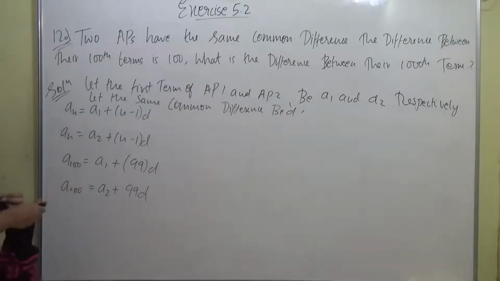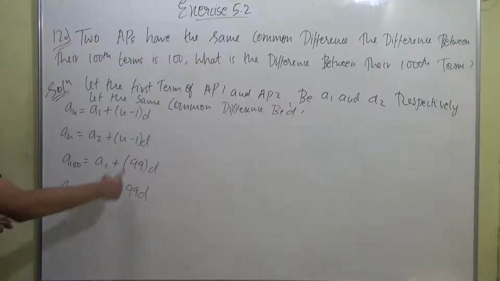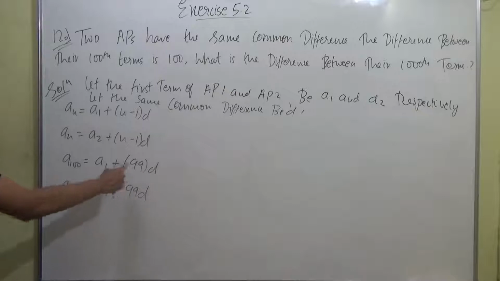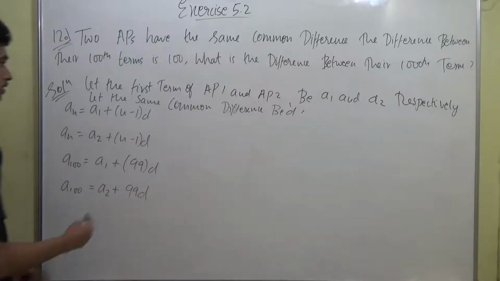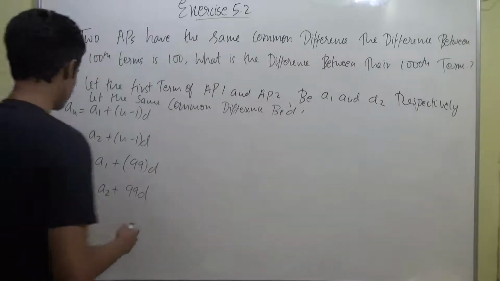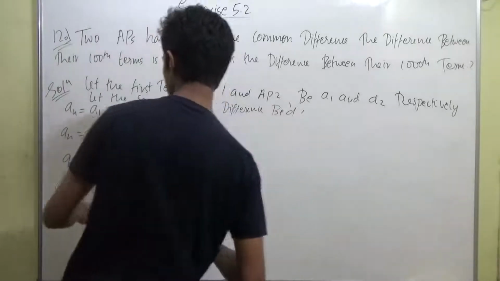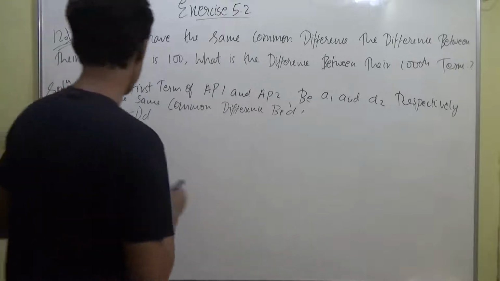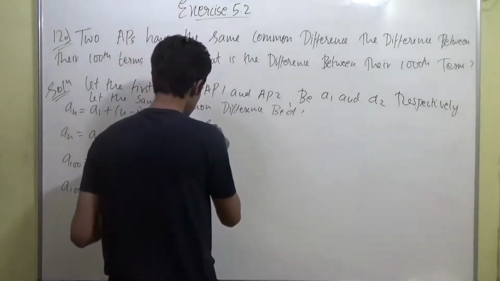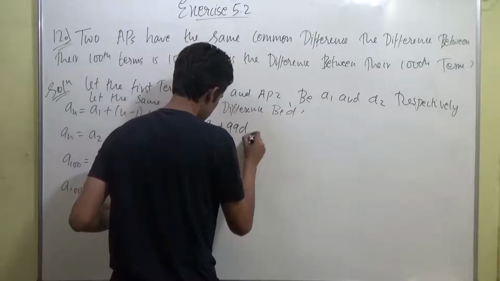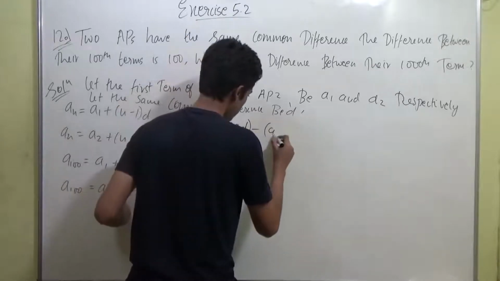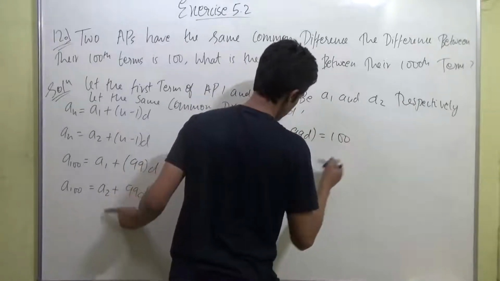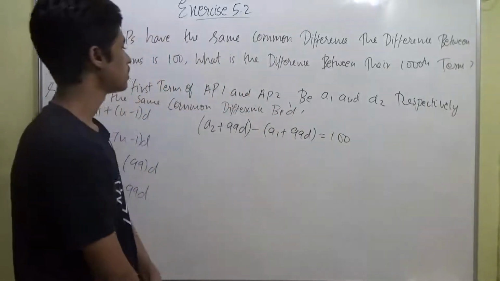Now the difference is 100, right? So this difference, that is A2 plus 99D minus A1 plus 99D, should give you the difference. That difference should give you 100. So this is A2 plus 99D, this whole thing minus A1 plus 99D equal to 100. Getting it? The difference is 100.